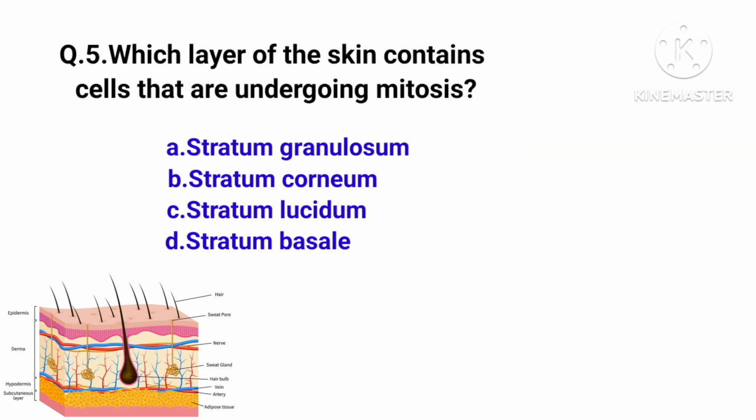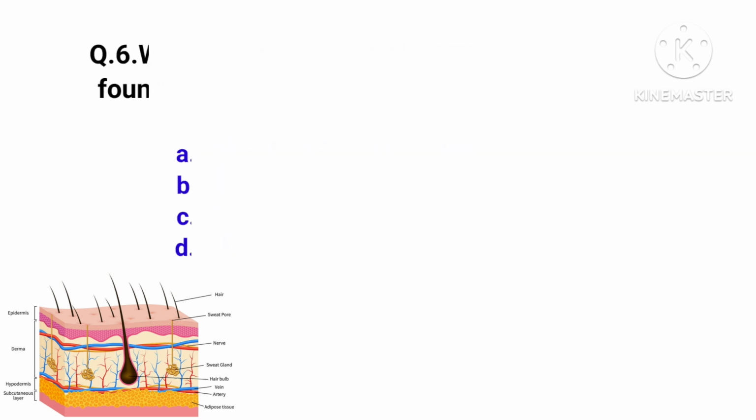Which layer of the skin contains cells that are undergoing mitosis? Stratum granulosum, stratum corneum, stratum lucidum, or stratum basale? The stratum basale contains cells that are undergoing mitosis.